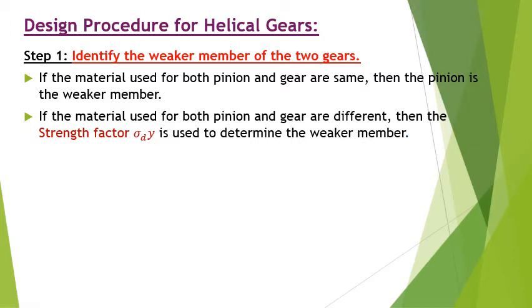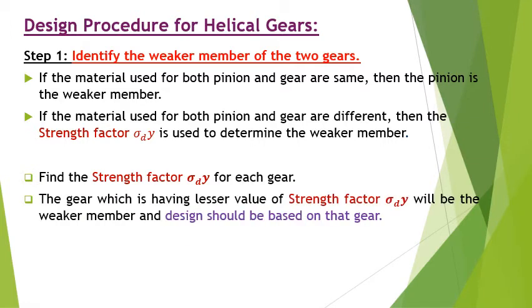If the material used for pinion and gear are different, then the strength factor sigma d into y is used to determine the weaker member, where y is the Lewis form factor. Now we need to find the strength factor sigma d into y for each of the gears. So the gear which is having lesser value of the strength factor will be the weaker member. So the design should be based on the one which is having the lesser value of the strength factor.